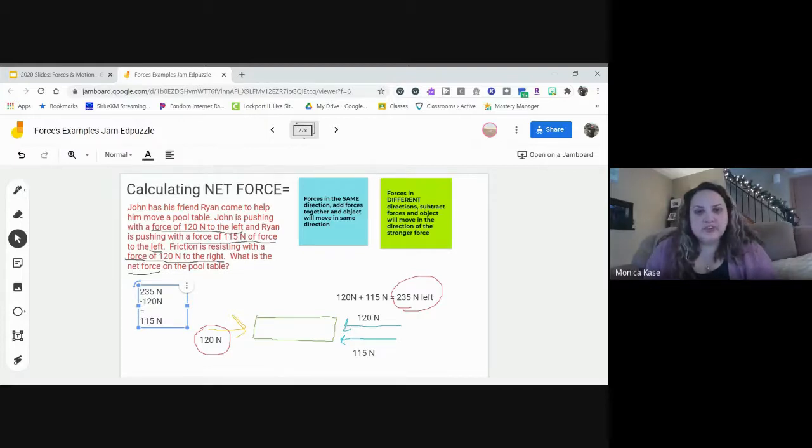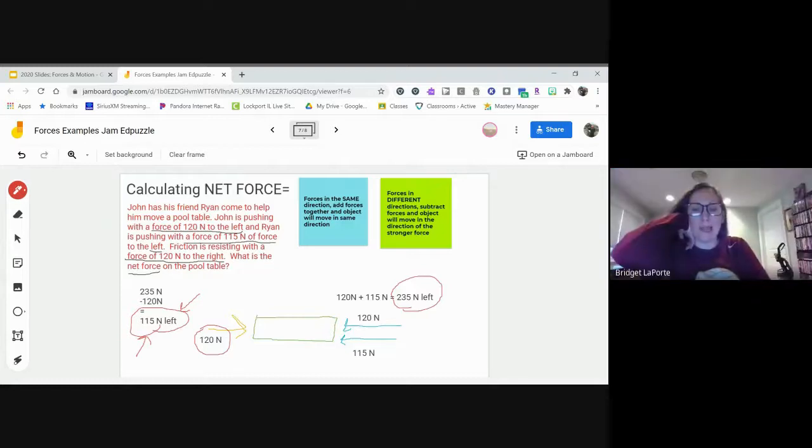All right, now we need to figure out which direction it will move, and it's going to move in the direction of the stronger force, which is to the left. All right, so your complete answer for that is 115 newtons to the left. Okay, and again, that's because you have those two people on that one side pushing to the left on that one. Make sure that you are doing that part first. Yes, always do any adding together first before you subtract forces going in different directions.